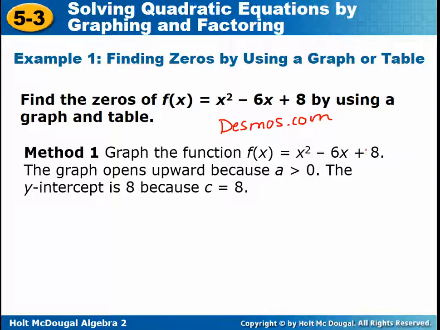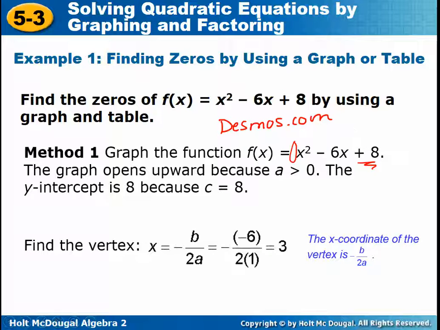We know some things about it already. We know it's going to open upward because the number in front of the x squared term, the a, is positive. We know that the y-intercept is going to be 8 because that's what c is. This is written in standard form here. We can find the vertex. To find the vertex, remember we use this little tiny equation of x equals negative b over 2a. A in this is 1, b is negative 6, and c is 8. So we would just take negative 6, which is 6, over 2 times a, which is 2, and we get 3 for the x-coordinate of the vertex.